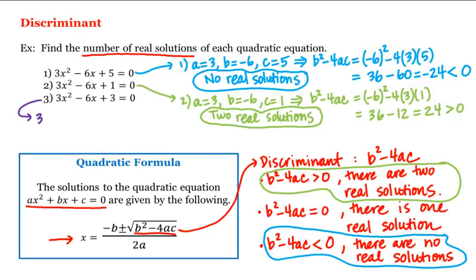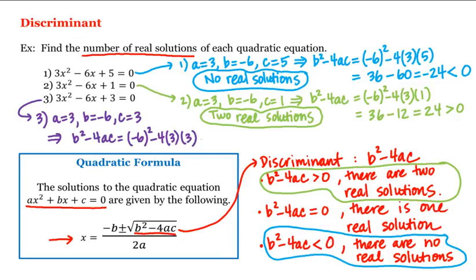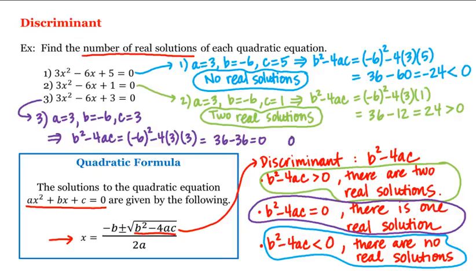All right, and what about our last equation here? Our a is equal to 3, b is equal to negative 6, and c is equal to 3. Which means that the discriminant b squared minus 4ac is equal to negative 6 squared minus 4 times 3 times 3, which is equal to 36 minus 36, which is equal to 0. And therefore, we're in this second case down here, which means our third equation has one real solution.